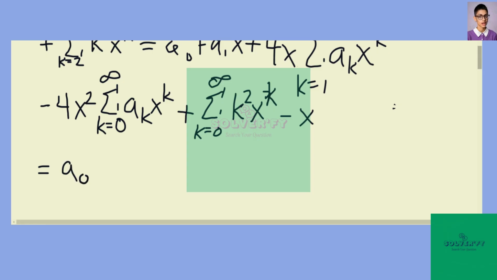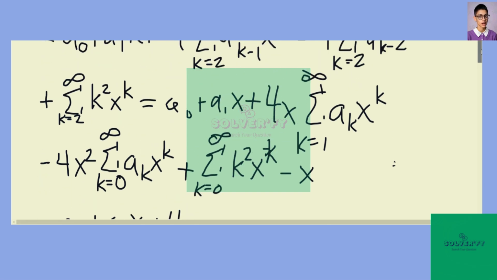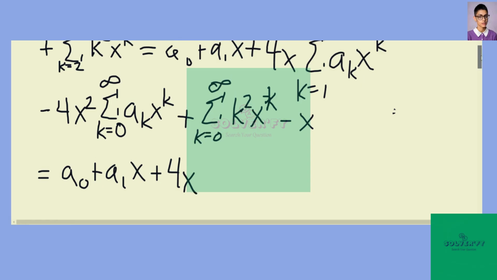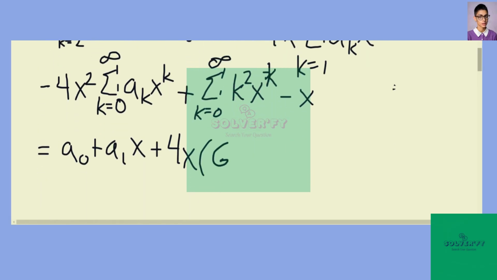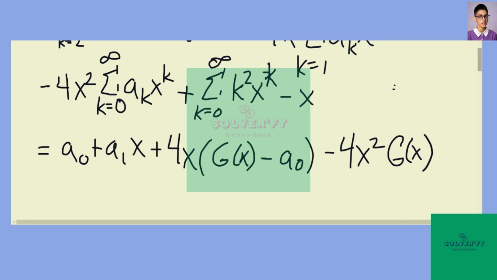This reduces to a_0 + a_1 x + 4x times, we have that this is equal to g(x) minus, when k = 0, which is simply a_0, minus 4x^2 times g(x), and plus the sum from k = 0 to infinity of k^2 x^k.